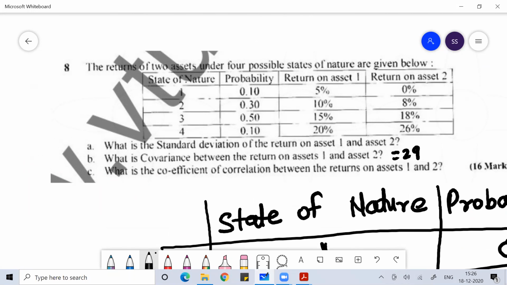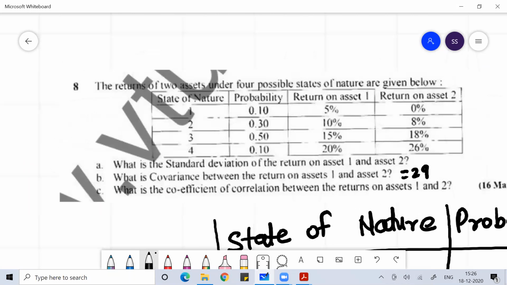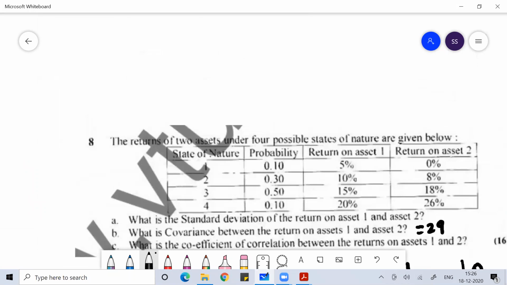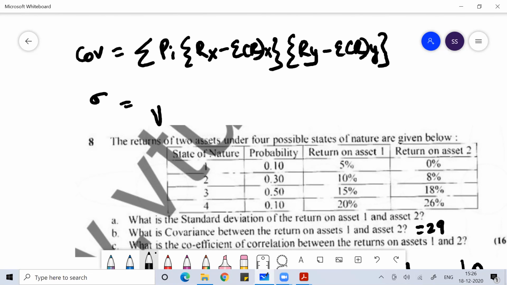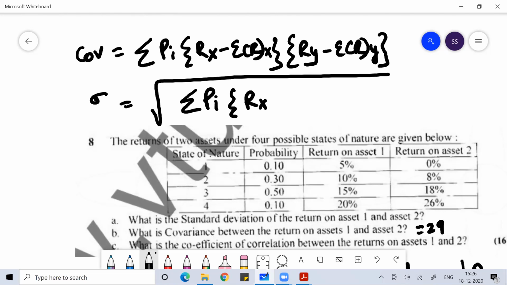Okay, so let's find the standard deviation of return on asset 1 and asset 2. You know the covariance formula: sum of pi into (Rx minus ERx) into (Ry minus ERy). This is the formula of covariance. Now, what is the formula of standard deviation? Square root of summation of pi into (Rx minus ERx) whole square. This is the formula of standard deviation.